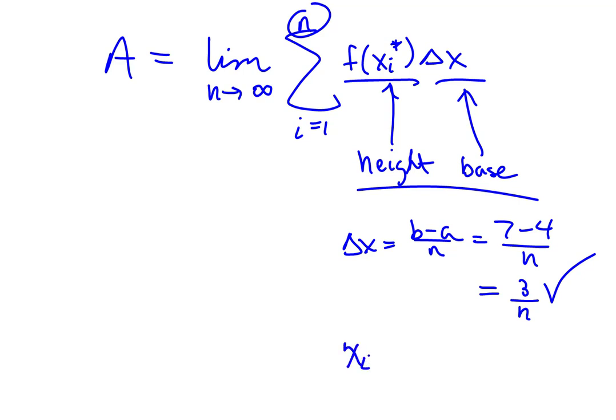Furthermore, as we defined above, we're going to let x sub i star, remember we said for convenience, be just the right side of each interval. Well, we defined that as a plus i delta x generally. So in this specific case, remember a is 4, so that's going to be 4 plus i times delta x, which we've already defined as 3 over n. Okay, so we have our delta x and we have our x sub i star.